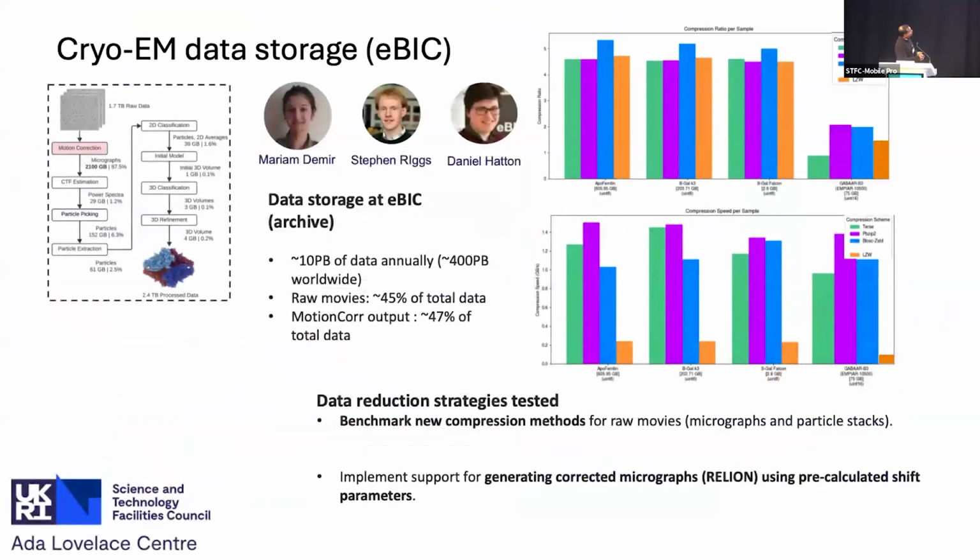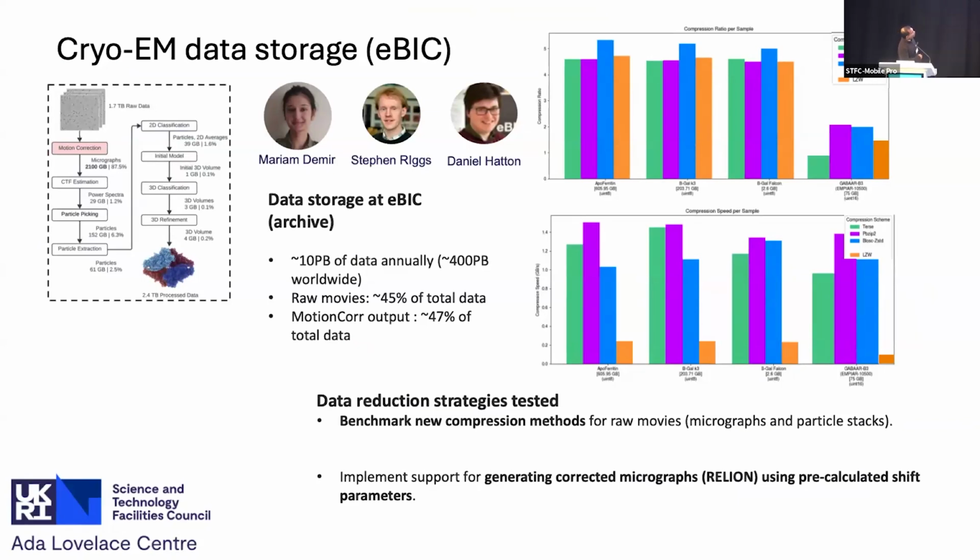One other project we're involved with, ABIC and Diamond, is looking at data storage. It's one of the things that is quite important for a facility like ABIC, and for other facilities and data centers: how we manage the data storage of what we collect, produce and process. Essentially, we generate loads of data every year. It's roughly 10 petabytes. These are numbers from 2023. I'm sure the numbers are much higher now.